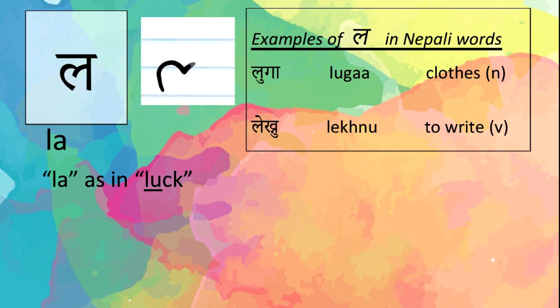The next letter is la, as in luck. Examples of la are luga, which means clothes, and lekhnu, which is a verb that means to write.